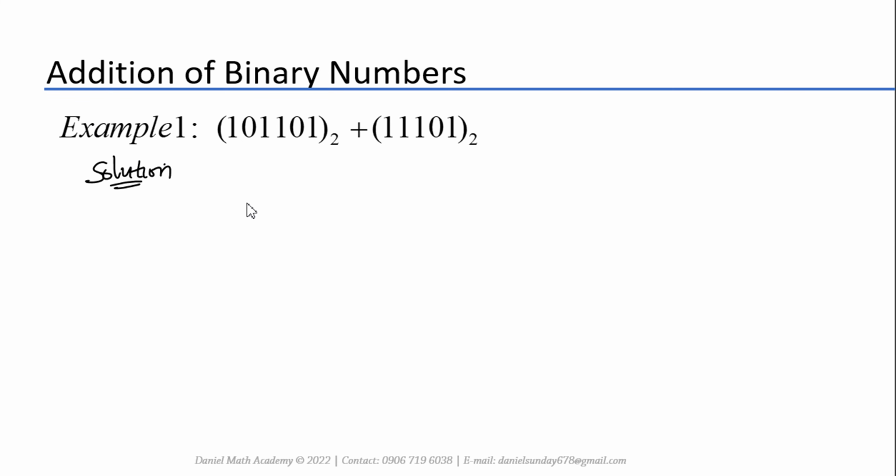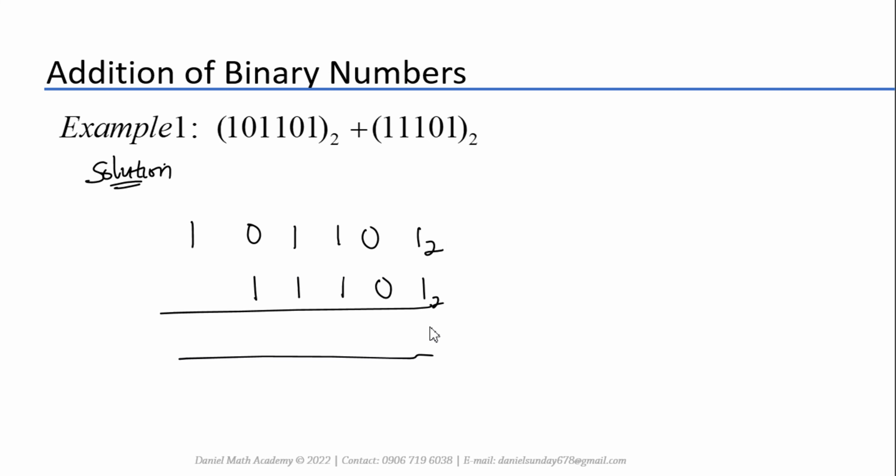All right, so what we're going to do here, first of all, is write out these numbers. So this is 101101 base 2, and then this other one is 11101 in base 2. Right, so this is what we have. All right, so it's addition, so of course we're going to write the addition sign here.